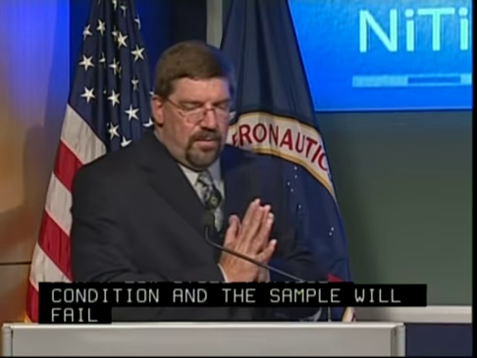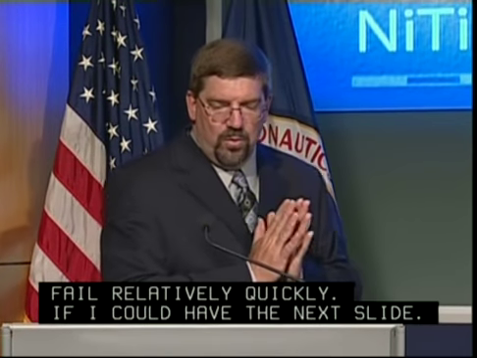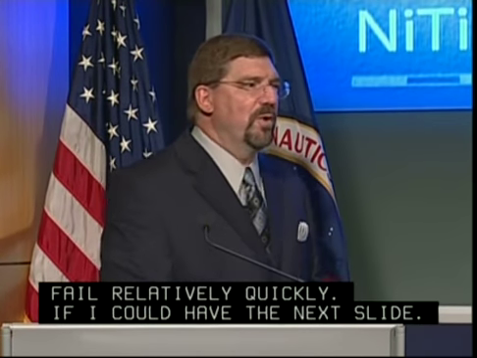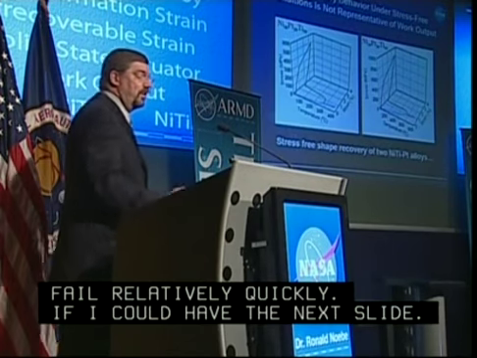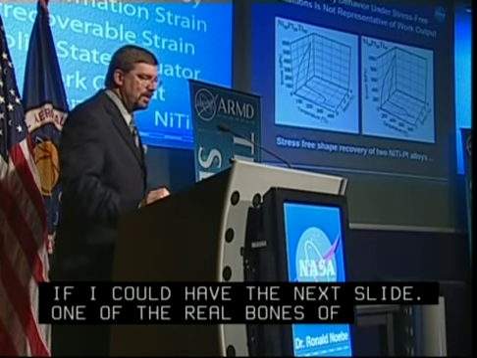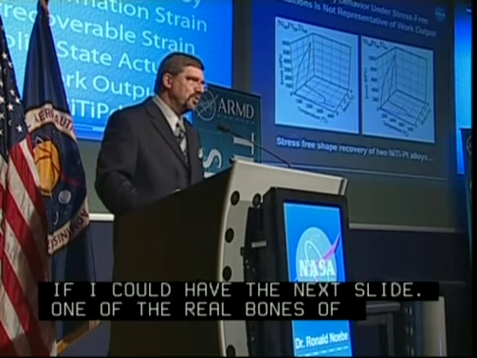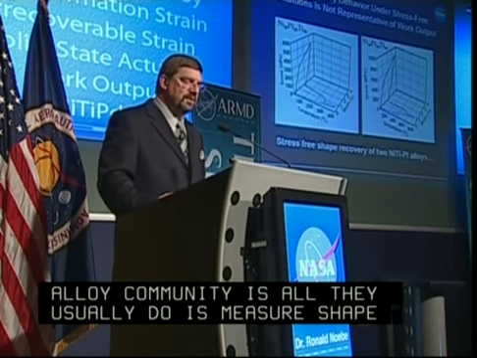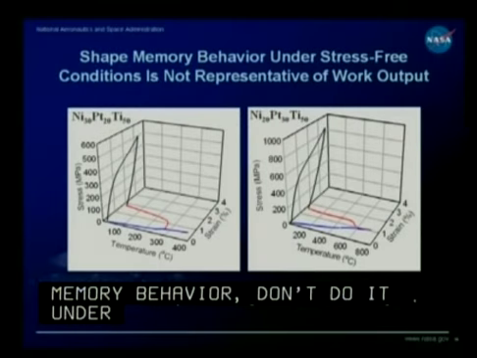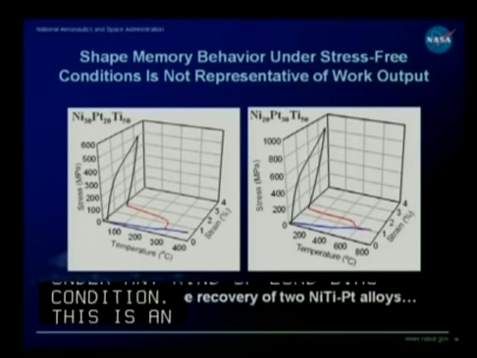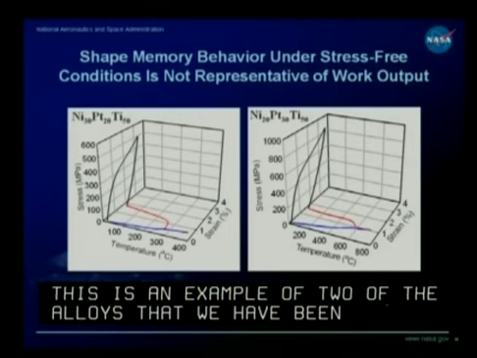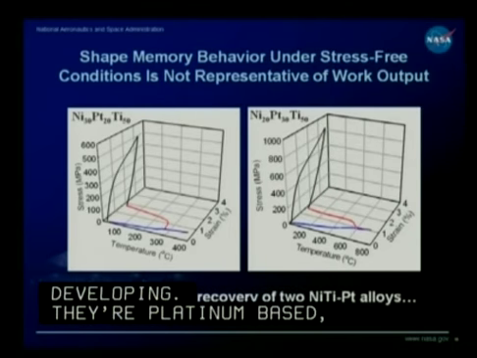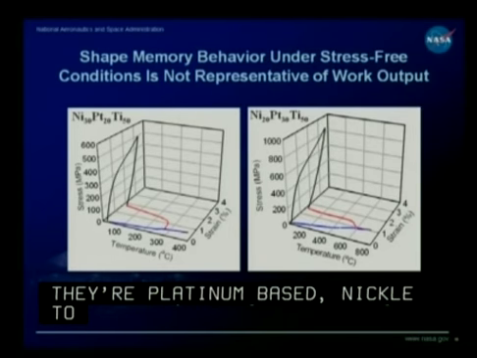If I can have the next slide. One of the real bones of contention with the shape memory alloy community is that all they usually do is measure shape memory behavior. They don't do it under any kind of load biased condition. Now this is an example of two of the alloys that we've been developing. They're platinum based. It's a nickel titanium platinum based system. The only difference between the two materials is that one of the systems contains 20% platinum, the other contains 30%.